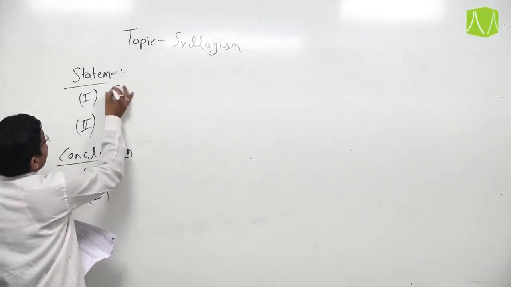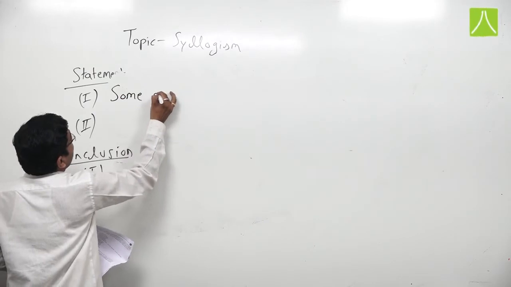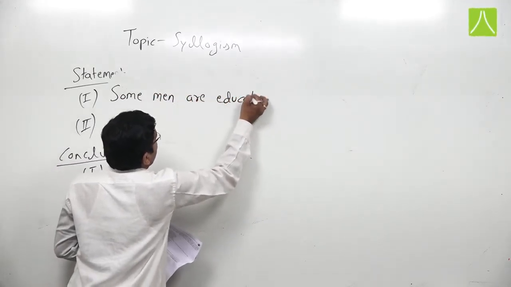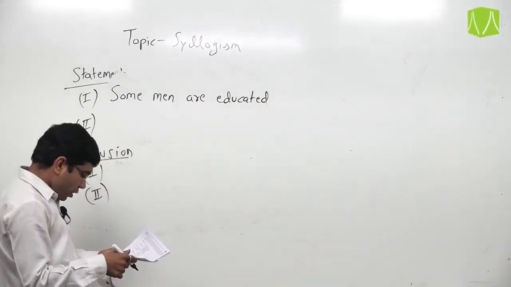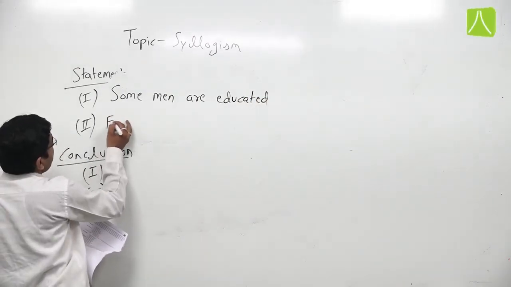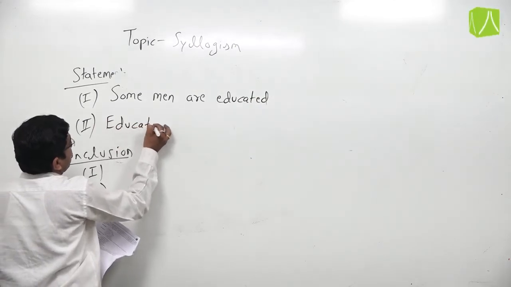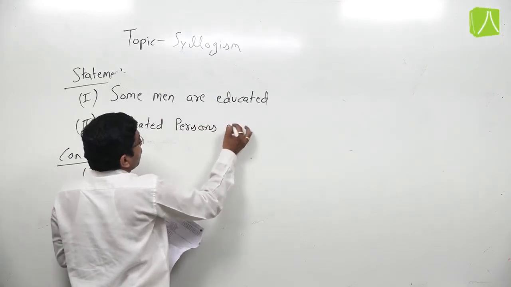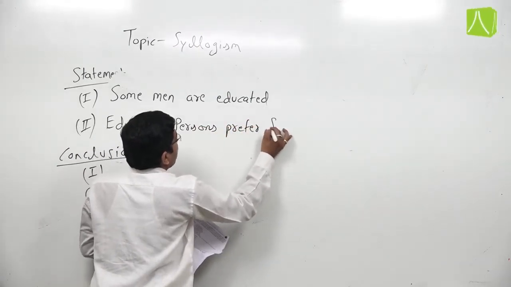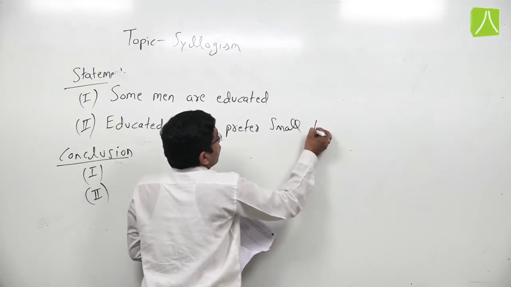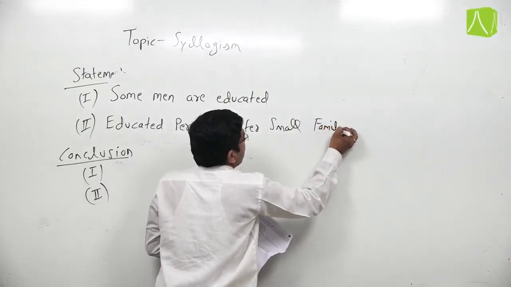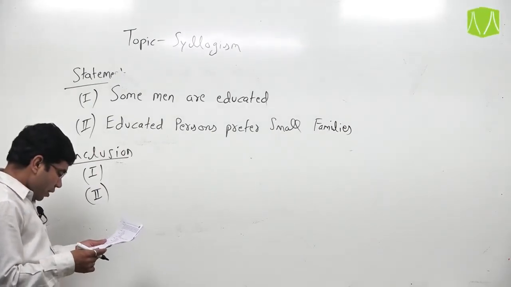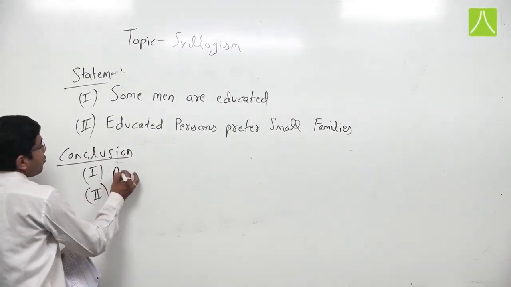Some men are educated. Educated persons prefer small families. These are the two statements. Now on the basis of these statements, we have to check: all small families are educated.